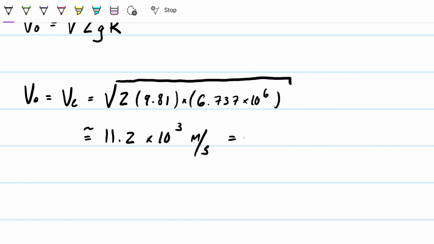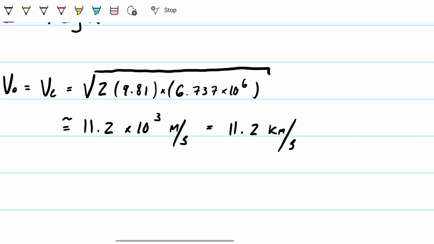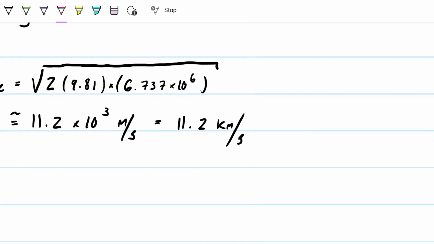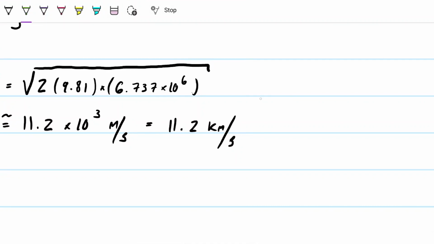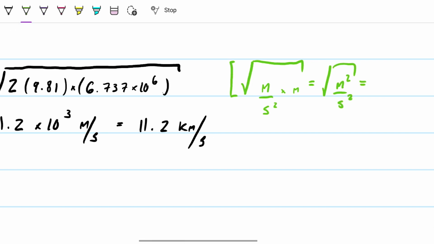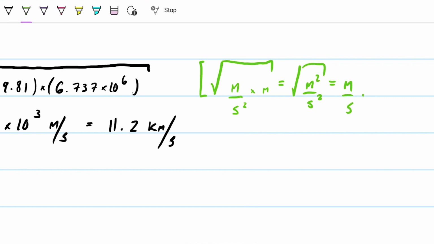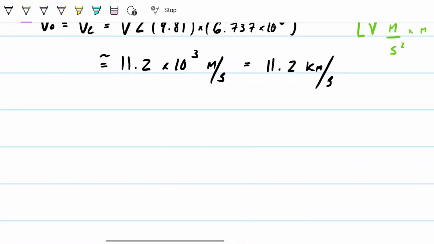Or, if you want, it's the same thing as 11.2 kilometers per second. Okay, not per hour. Cool, and let's just make sure this makes sense in terms of the units. What we have there is the square root of 2, which has no units, then we're going to multiply meters per second squared, and multiply that by meters. So we get the square root of meters squared per second squared, which is meters per second. So it does make sense, it checks out. Cool. All right, that's our answer right there.